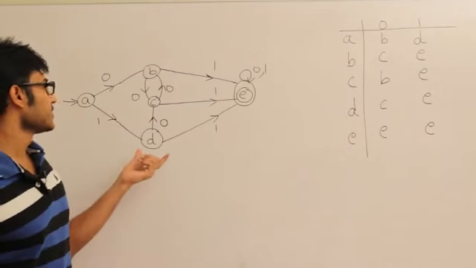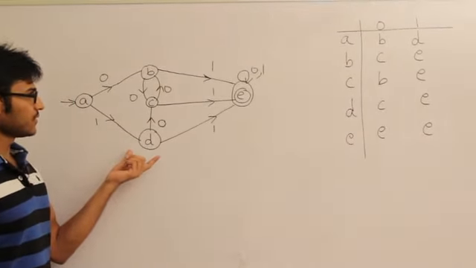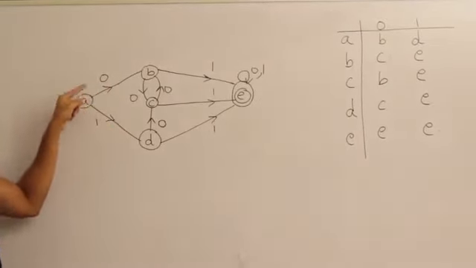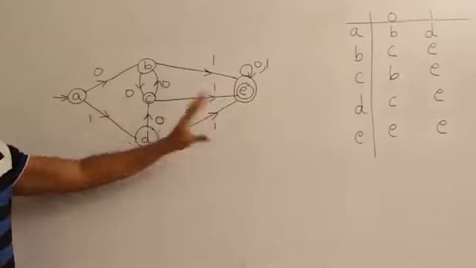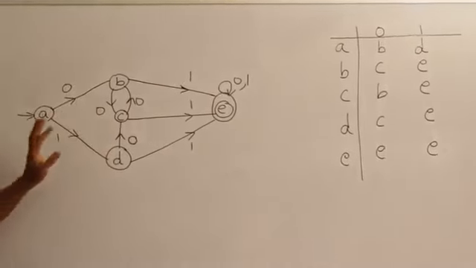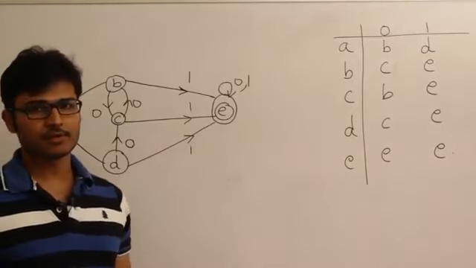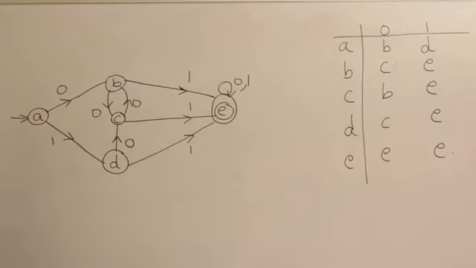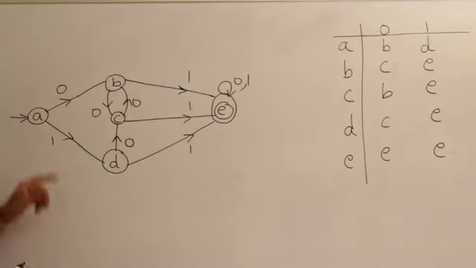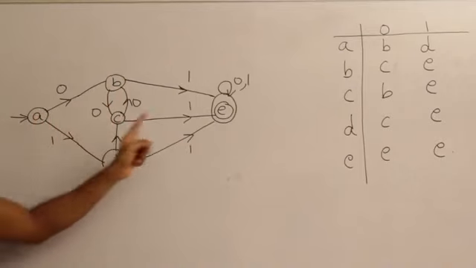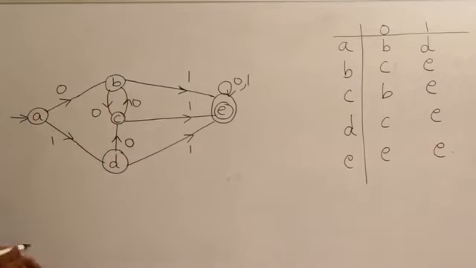Now let's try to minimize this DFA. First of all it is a DFA because you can check it. For every state and for every symbol, here the input alphabet is 0, 1 and states are A, B, C, D, E, there is a transition, and I have just written the transition table for the DFA. Before minimizing it, just see if all the states are reachable or not. B is reachable, C is reachable, D is reachable, and E is reachable. Yes, all the states are reachable.